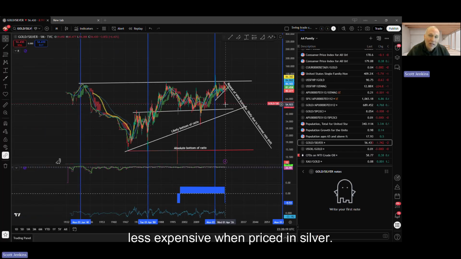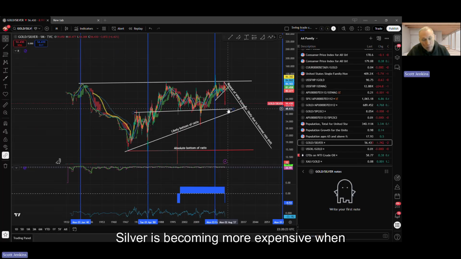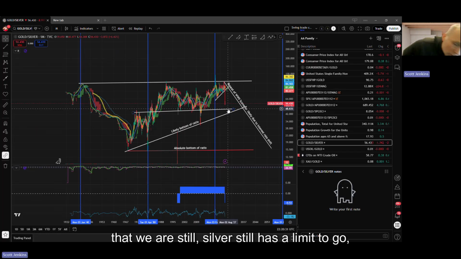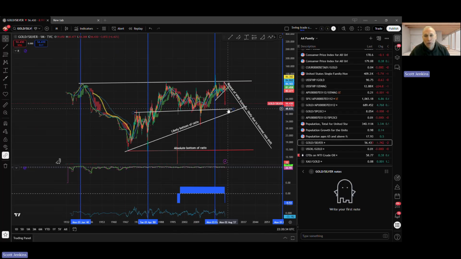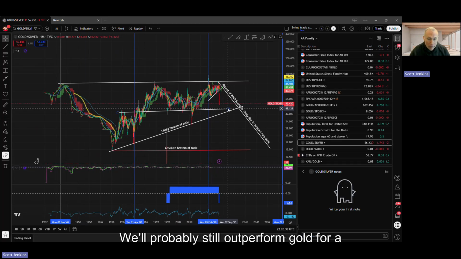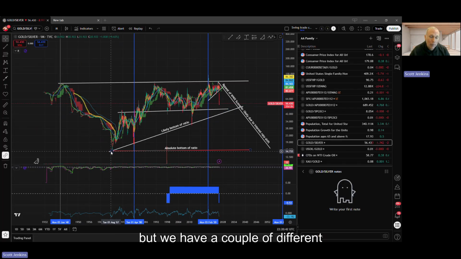Gold is becoming less expensive when priced in silver. Silver is becoming more expensive when priced in gold. I would argue that silver still has room to go, and that silver will probably still outperform gold for a couple year period. But we have a couple different possibilities here.